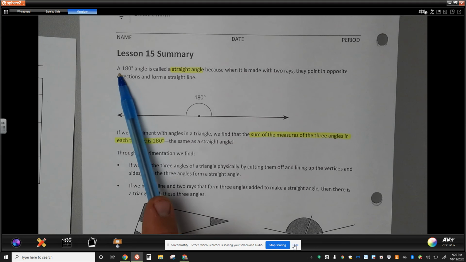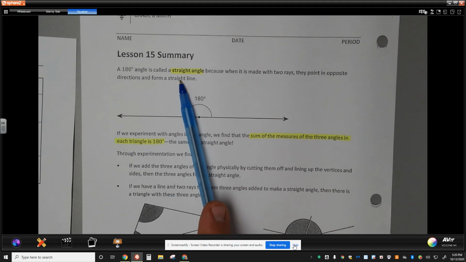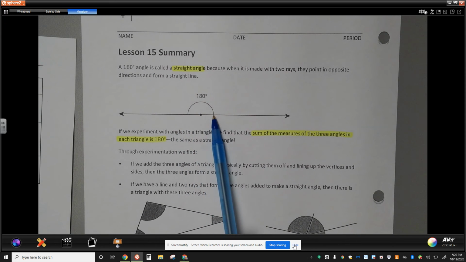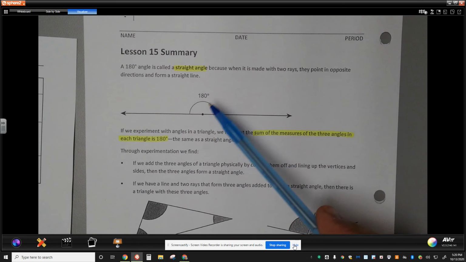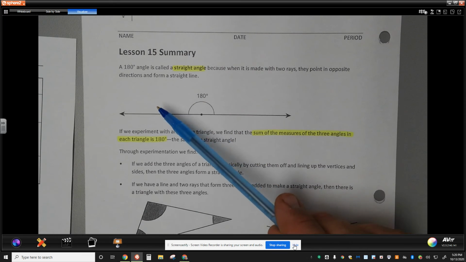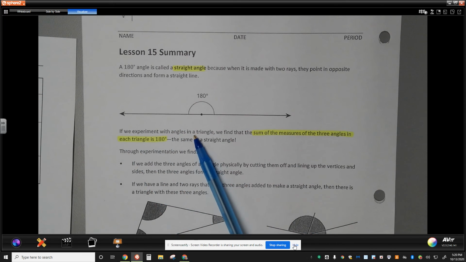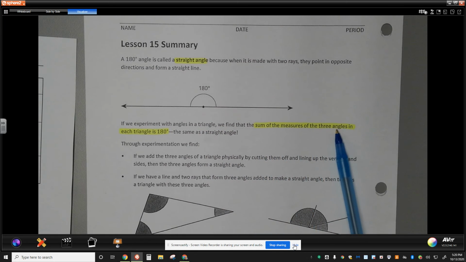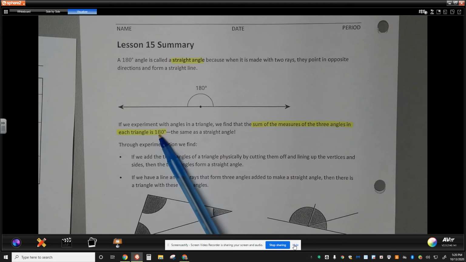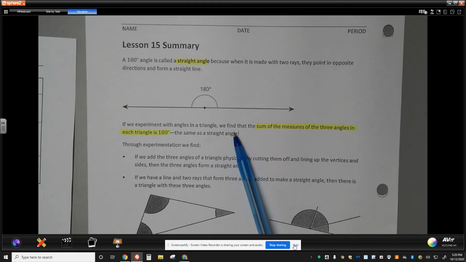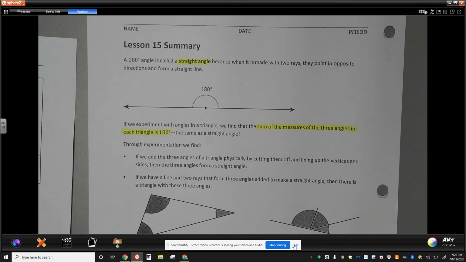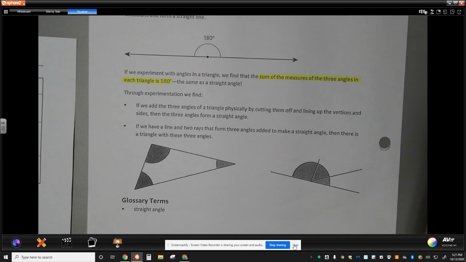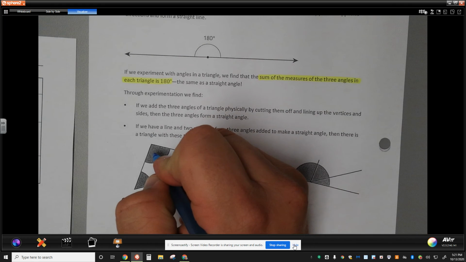Anytime we see a 180 degree angle such as this, we call that a straight angle because it's made up of 2 rays, they point in opposite directions, and they form a straight line. We know that we can actually add up other angles to make up a straight line. If we experiment with those angles inside the triangle, we find that when we add those 3 angles together, it creates an angle of 180 degrees, a straight angle, which was the same thing as adding up the 3 angles inside of the triangle.